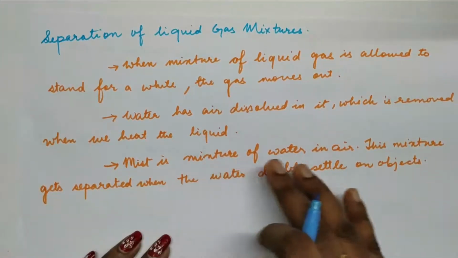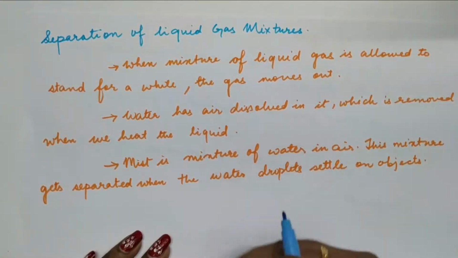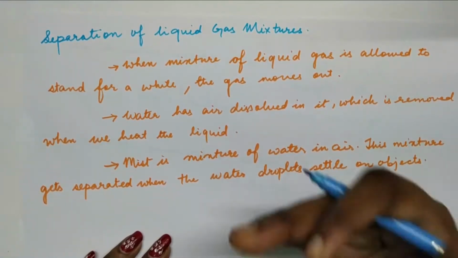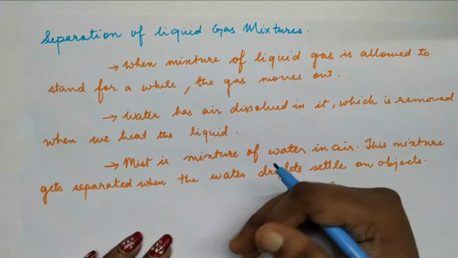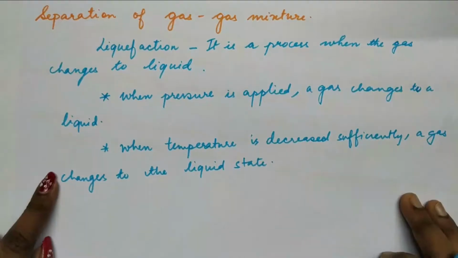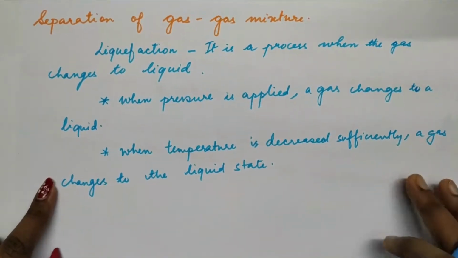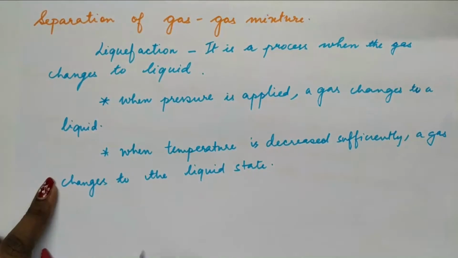Even mist is a mixture of water and air. It gets separated when the water, because it's heavy, settles down on any object and the air escapes. So by allowing it to stand for some time, we can generally separate a liquid and gas mixture. And there are many other techniques for liquid-gas mixture separation. Now we next move to the separation of gas mixtures.